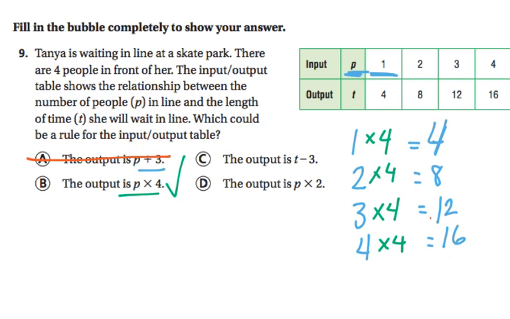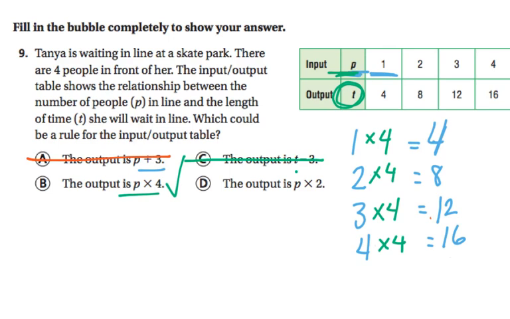Let's look at answer choice C. C is saying that the output is taking the variable for the output, which is t, and subtracting 3. Well, we're never going to determine the output by looking at the output. We determine the output by looking at the input, which is the letter P. So this one doesn't work because it is talking about the letter T.